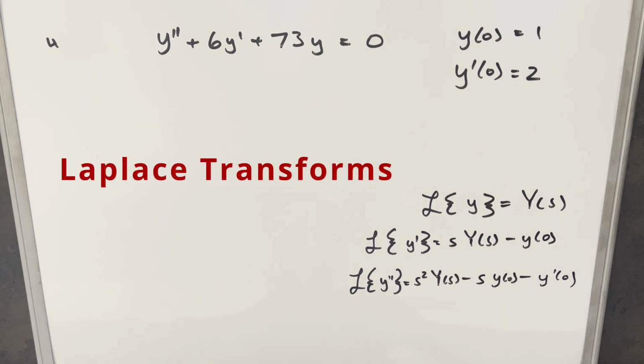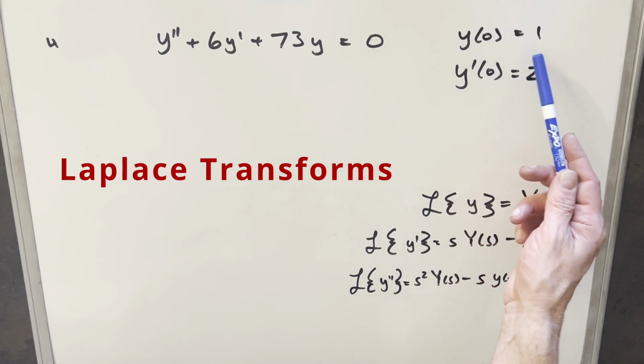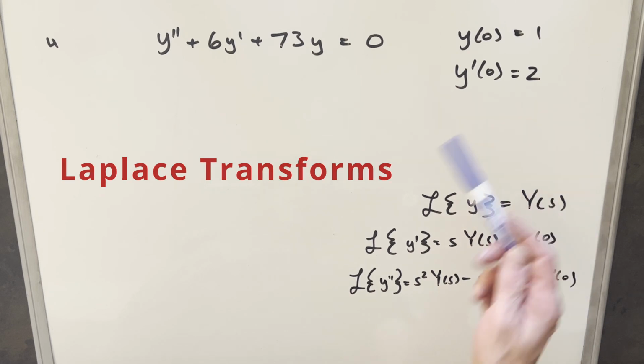Okay, continuing on today with our Laplace transform playlist, we have here a second order homogeneous differential equation on the board. We've got y double prime plus 6y prime plus 73y equals 0. And we have these initial conditions, y at 0 equals 1 and y prime at 0 equals 2.